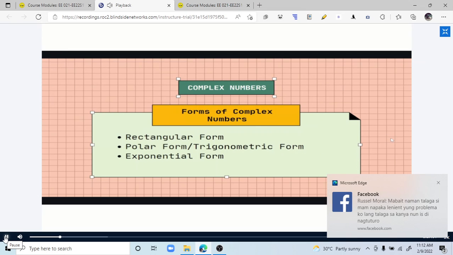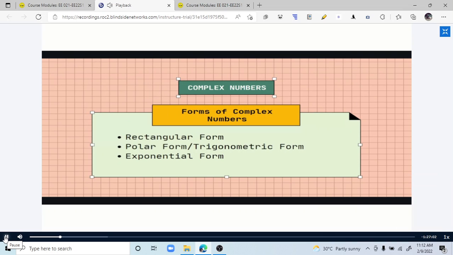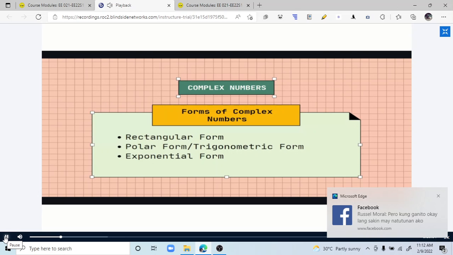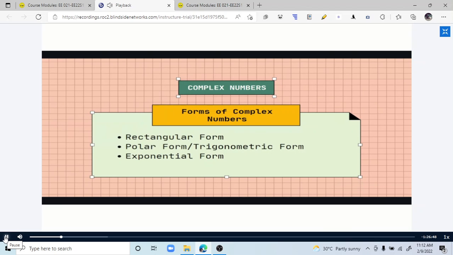Now, we have different forms of complex numbers. We have the rectangular form, we have the polar form, or what we call the trigonometric form, and we also have the exponential form. In other books, these forms are separated into four types. Actually, in other books, polar and trigonometric are separated. They are interpreted in a very different way.